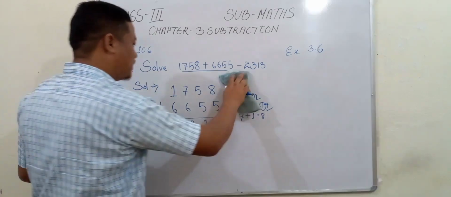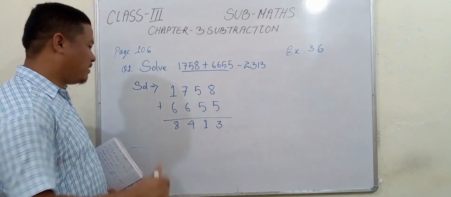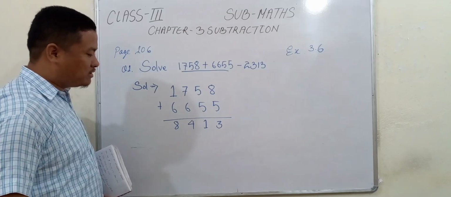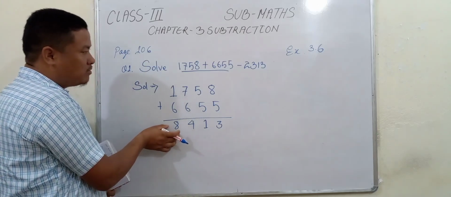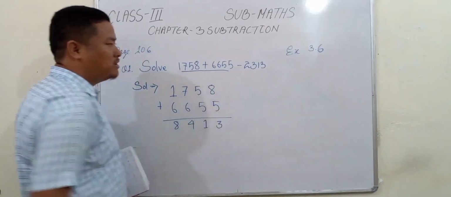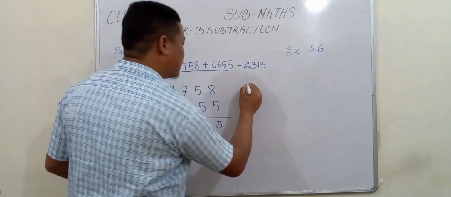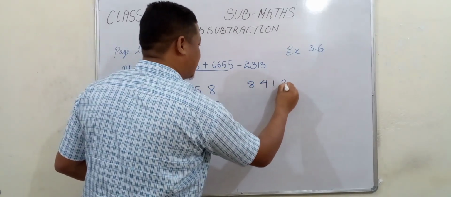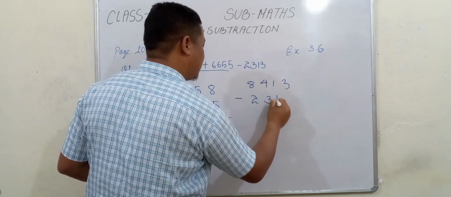As you can see, the sum of these two numbers, 1758 plus 6655, we have sum 8413. Now from this number, we'll subtract 2313. So let us subtract these two numbers. 8413 minus 2313.